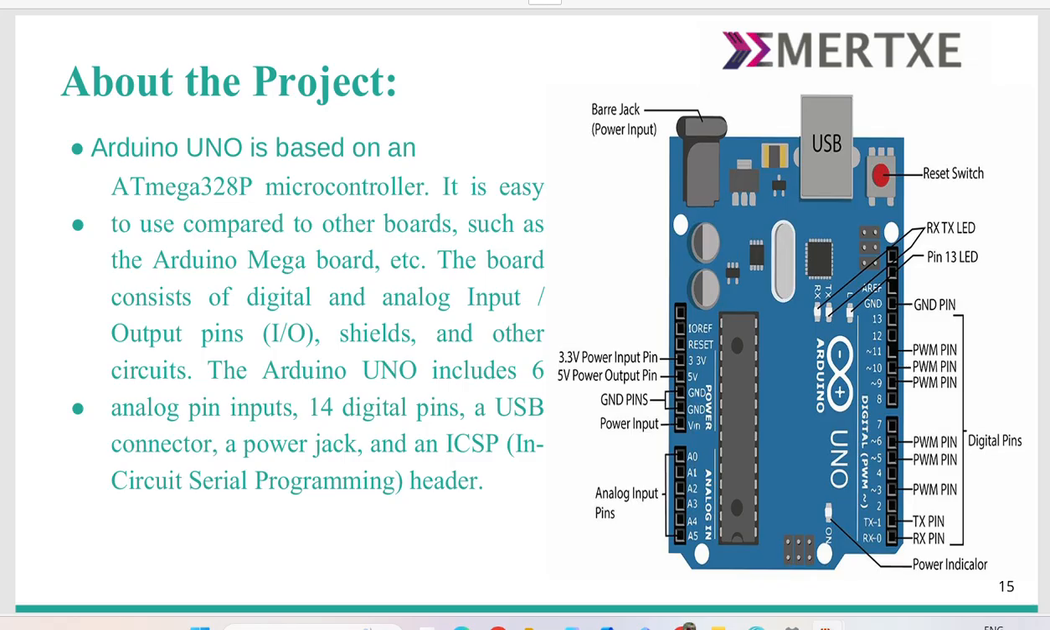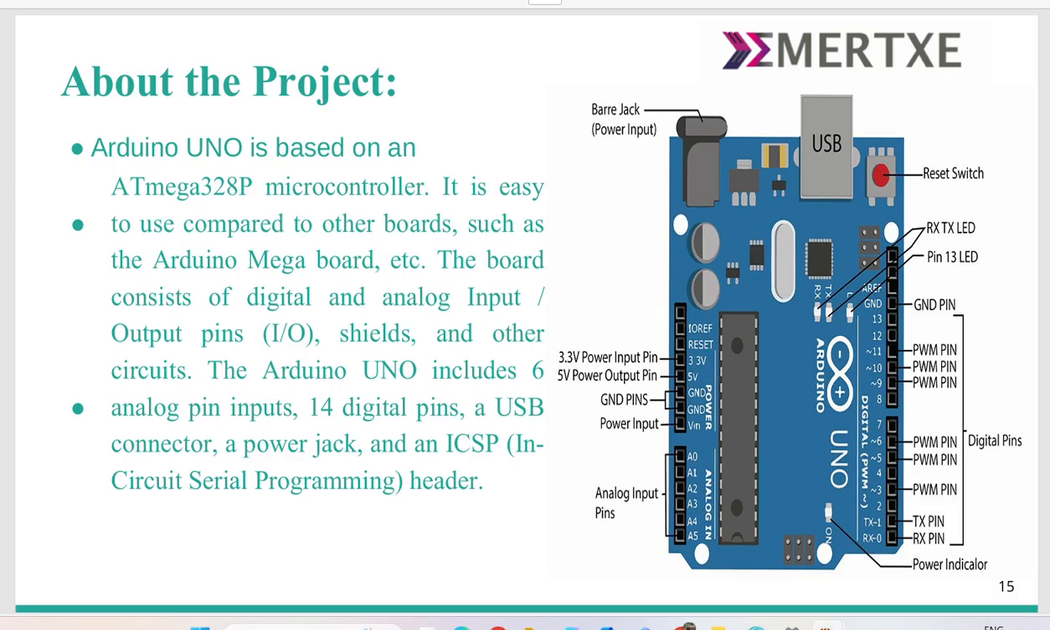Arduino is a board based on the ATmega328P microcontroller. It is easier to use compared to other boards such as the Arduino Mega board. The board consists of digital and analog input and output pins, shields, and other circuits. The Arduino includes six analog input pins, 14 digital pins, a USB connector, a power jack, and also ICSP, which means in-circuit serial programming header.